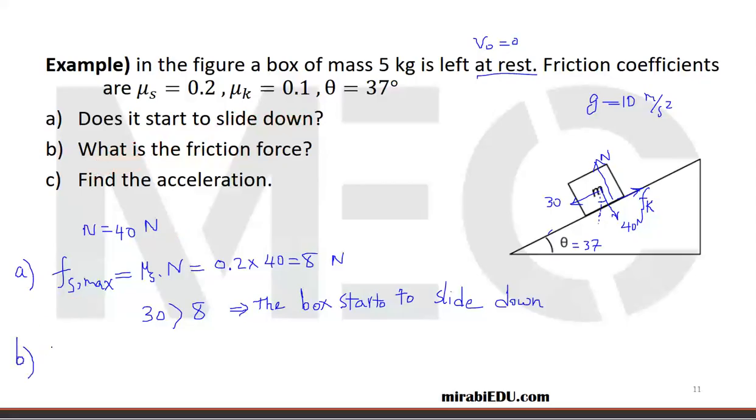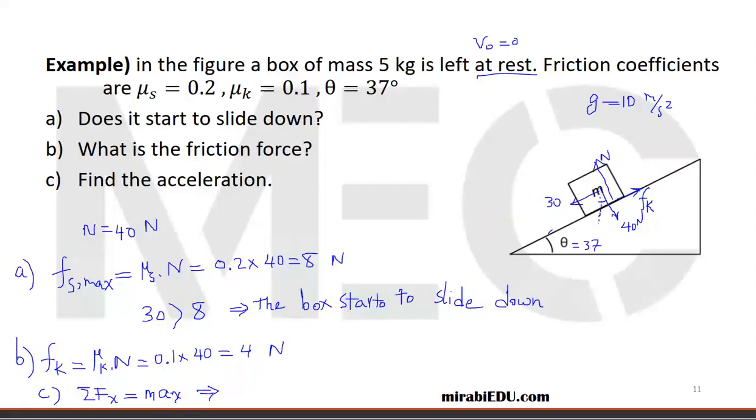The friction force F of K is mu K times N. Mu K is 0.1, N is 40, so the friction force is 4 Newton. In part C, the acceleration is asked, so we can say the sigma F of X, the resultant force in the X direction, is equal to m a of X. I'm writing a of X since it's the acceleration in the X direction, but I can neglect X and simply write a.